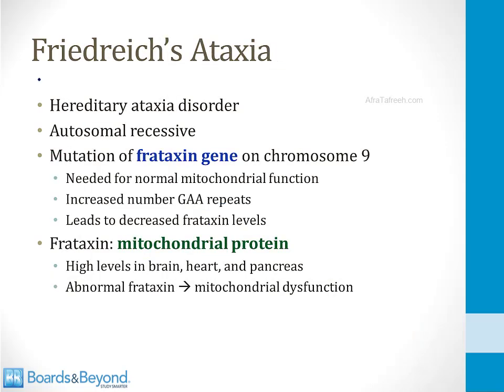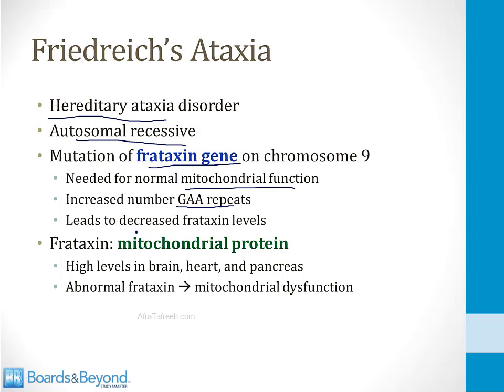The next trinucleotide repeat disorder we'll discuss is Friedreich's ataxia. This is a hereditary ataxia disorder, and I discuss the clinical symptoms in more detail in the neurology video on the cerebellum. Friedreich's ataxia is an autosomal recessive disorder. It's caused by a mutation of the frataxin gene on chromosome 9. This gene is necessary for normal mitochondrial function, and the mutation that occurs is an increased number of GAA repeats.